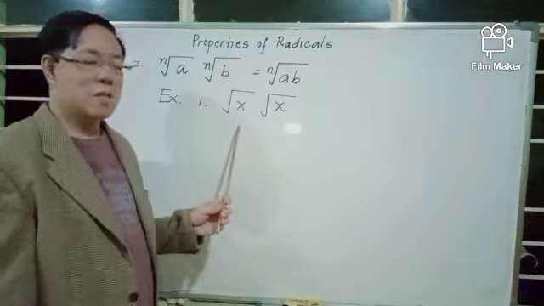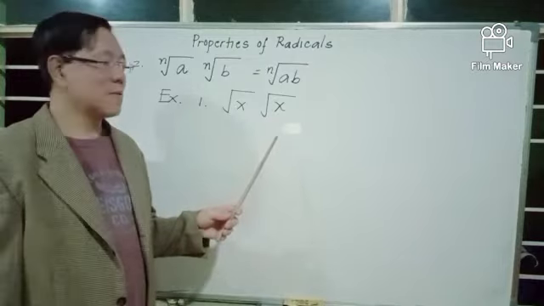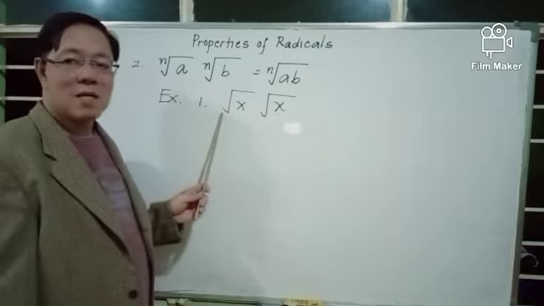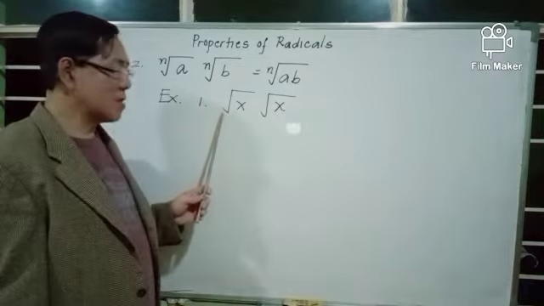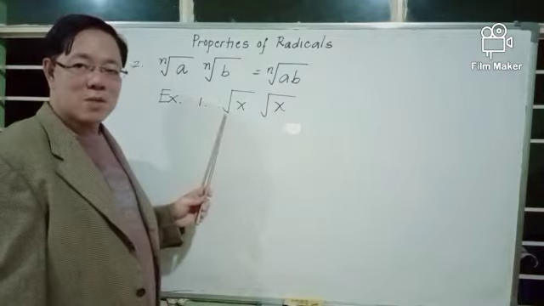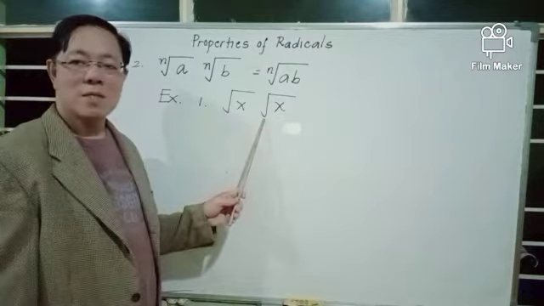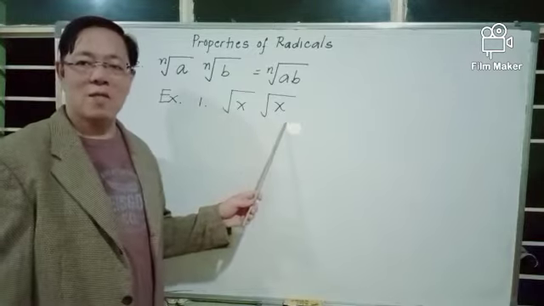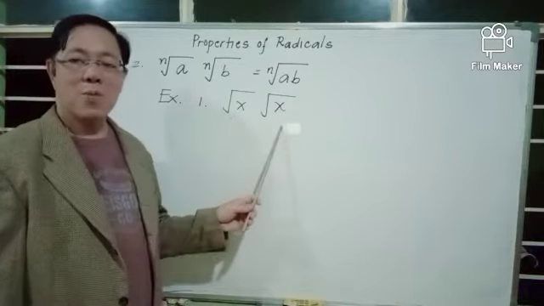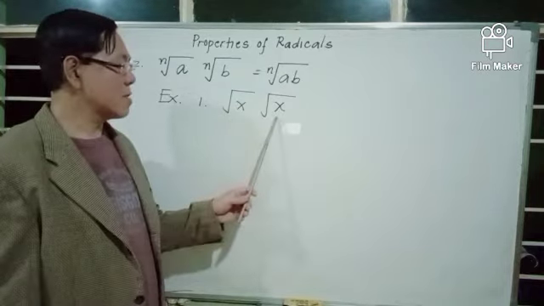We now show that the square root of x multiplied by the square root of x simplifies to x using the second property of radical. Again, as I said earlier, if the index is not specified, it's understood that the index is 2. So the index of square root of x here is 2, and the index of square root of x here is also 2. And in this product of two radical expressions, the radicand is the same x.